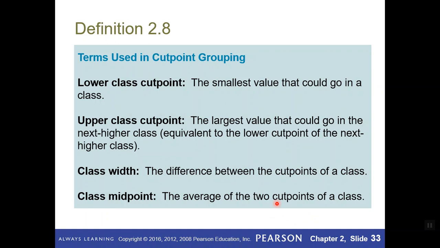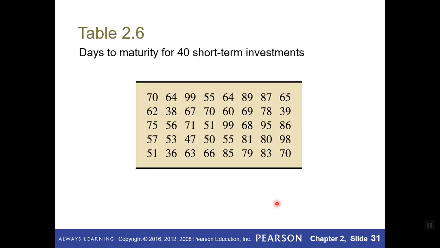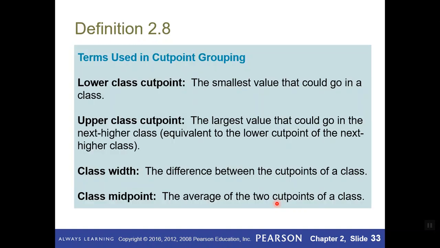The last group is cut point grouping. We use cut point grouping for continuous data. Same as the previous case, same as limit grouping, this cut point grouping has lower class limit, upper class limit, class width, and here we call it midpoint because we cannot get perfect values for the class average here.